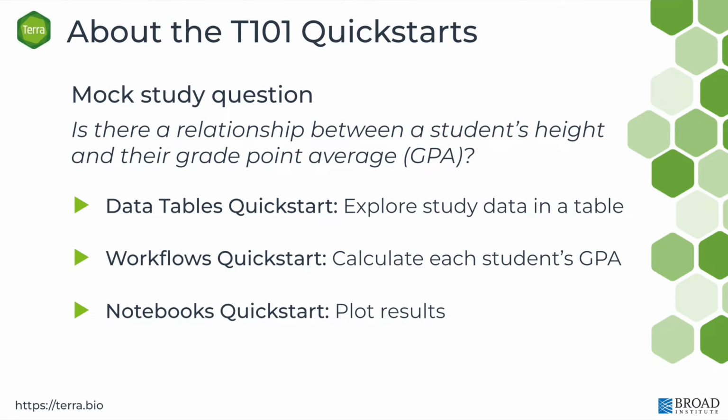The Data Tables Quickstart is one of 3 tutorials based on a mock study of the relationship between middle schoolers' height and grade point average. You'll go through looking at the data in the Data Tables Quickstart, then calculating each student's grade point average in the Workflows Quickstart, and finally, you'll look at a plot of height versus GPA in the Notebooks Quickstart.